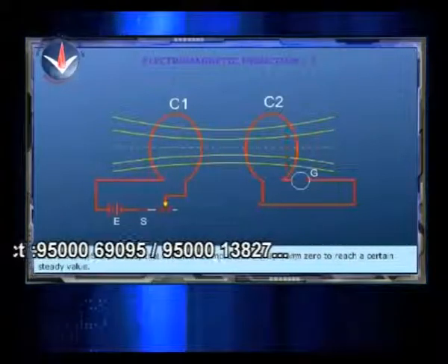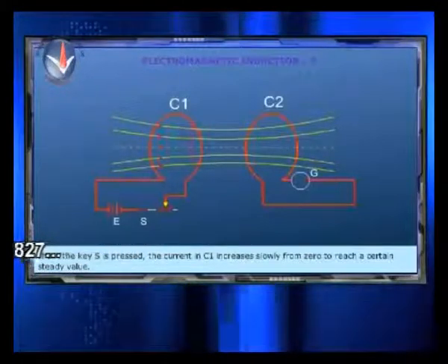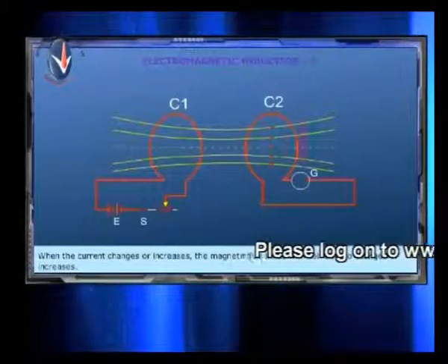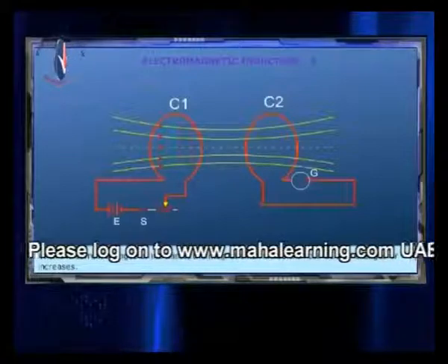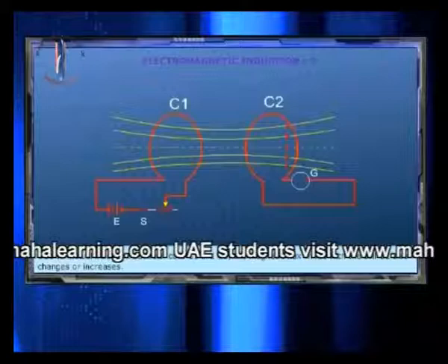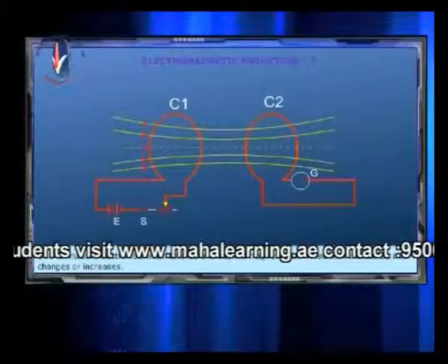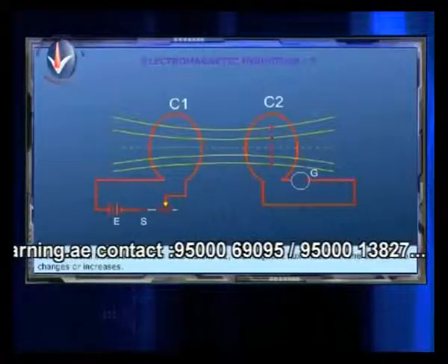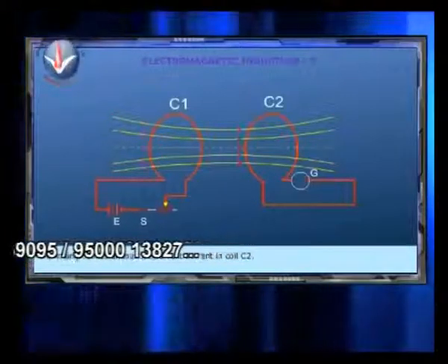When the key S is pressed, the current in C1 increases slowly from 0 to reach a certain steady value. When the current changes or increases, the magnetic flux linked with coil C1 also changes or increases. Due to mutual induction between the coils C1 and C2, the magnetic flux linked with the coil C2 also changes or increases. This change in flux causes an induced current in coil C2.